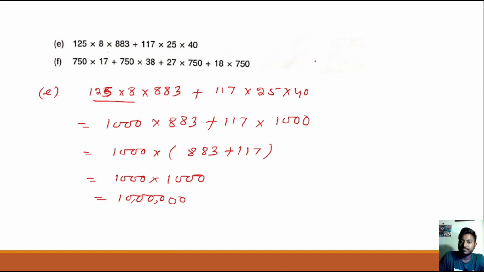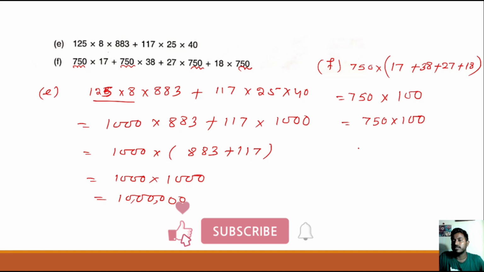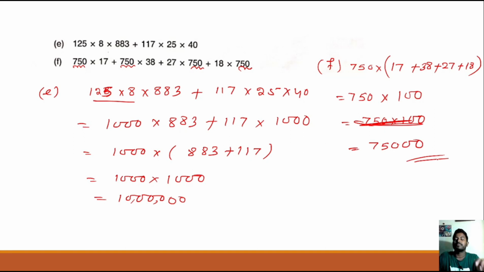Now F number, here take common as 750. So 750 into bracket 17 plus 38 plus 27 plus 18. Now 750 into 100. So that is 750 into 100, sorry, 75000.